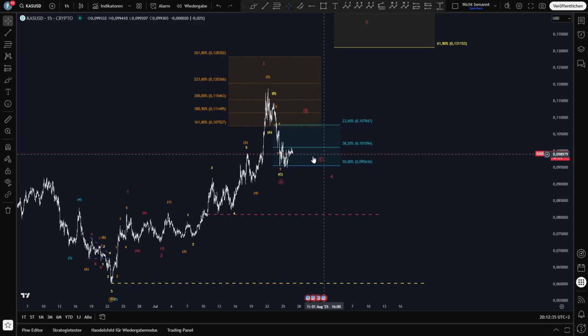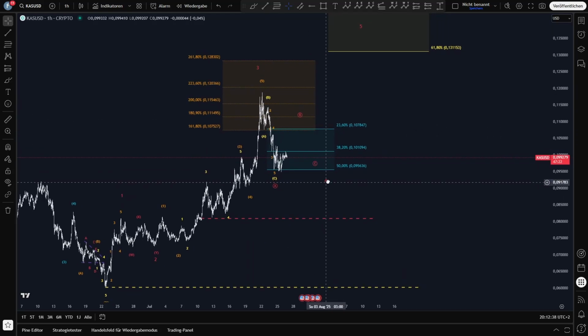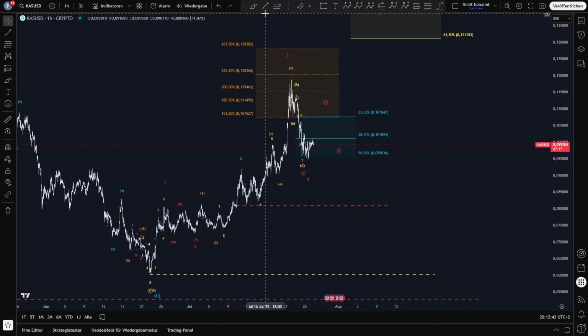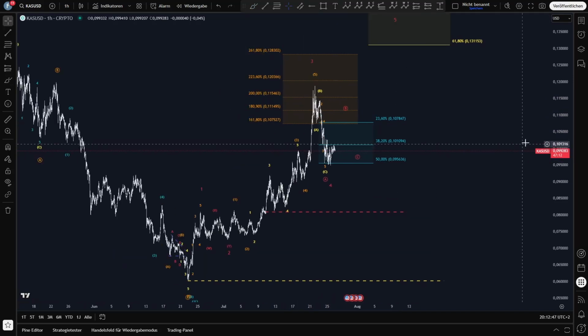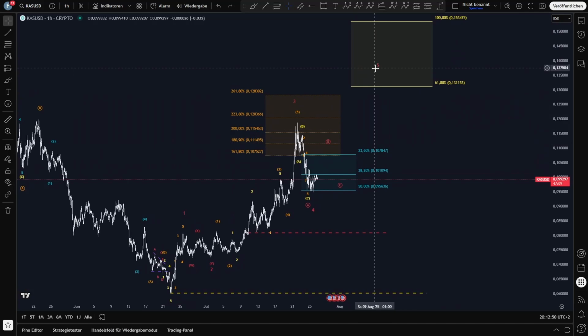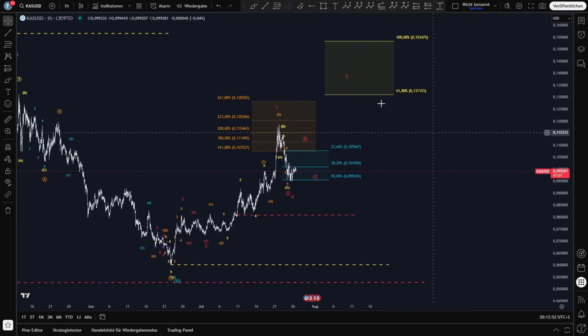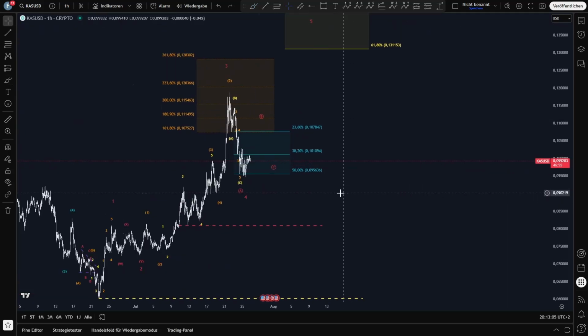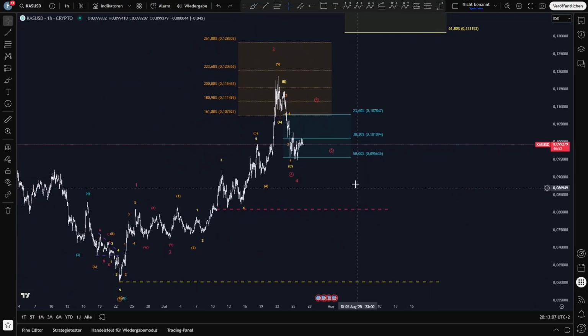First one would be that this correction is over in terms of this wave 4, because in terms of time and depth, this correction is totally fine. So in that case, we would be in a wave 5. We would go to our yellow box here in this wave 5, starting with the 61.8% level at 30 cents to the 100% level at 15 cents. But for that scenario, the chart needs to give me more evidence that we are in this wave 5.